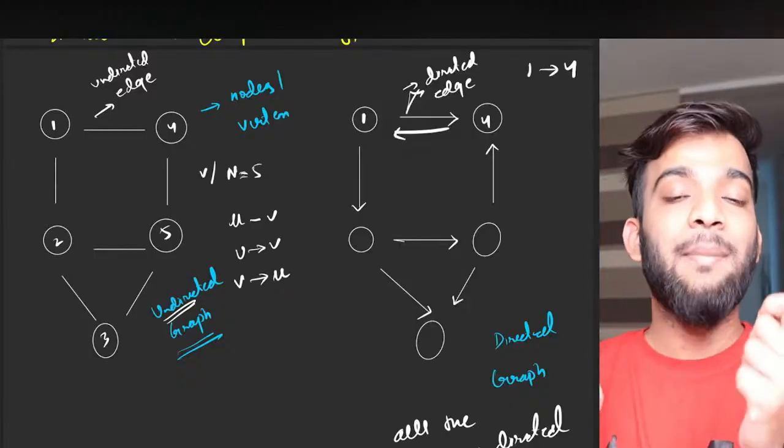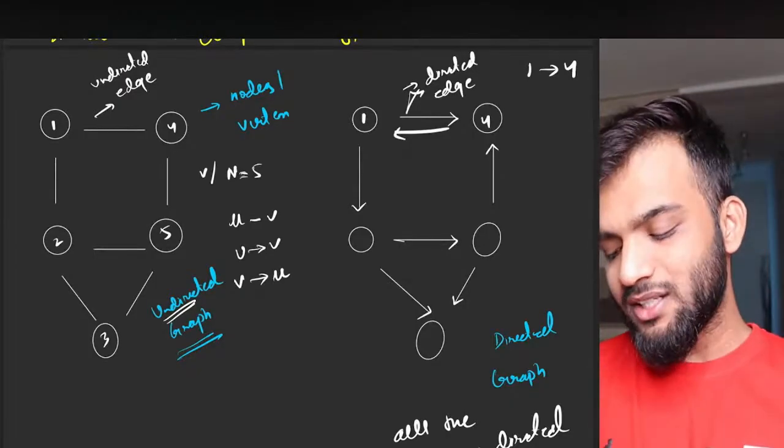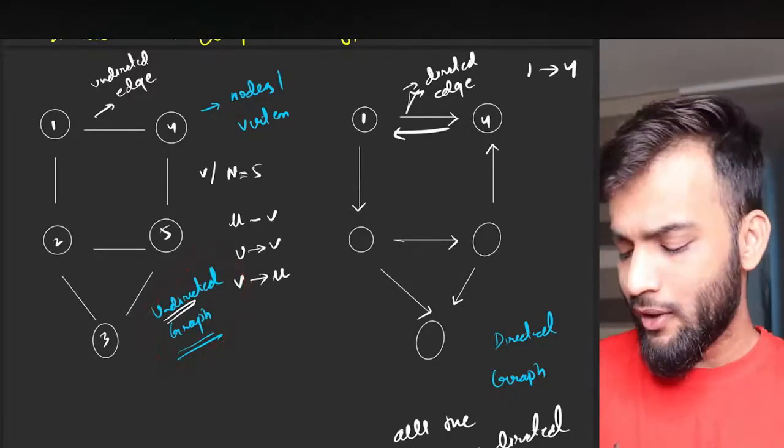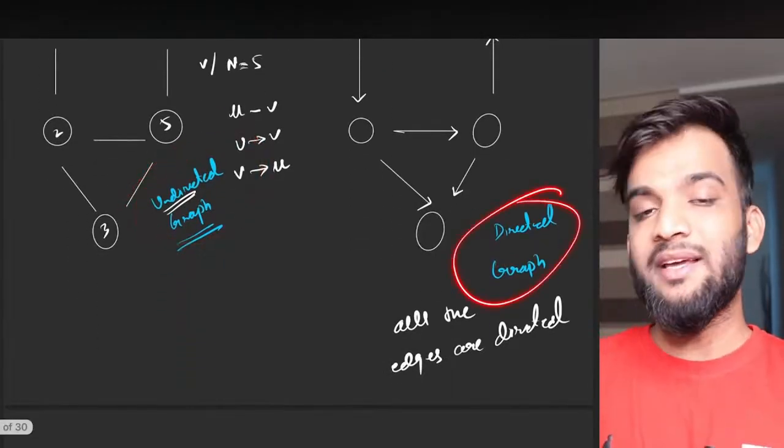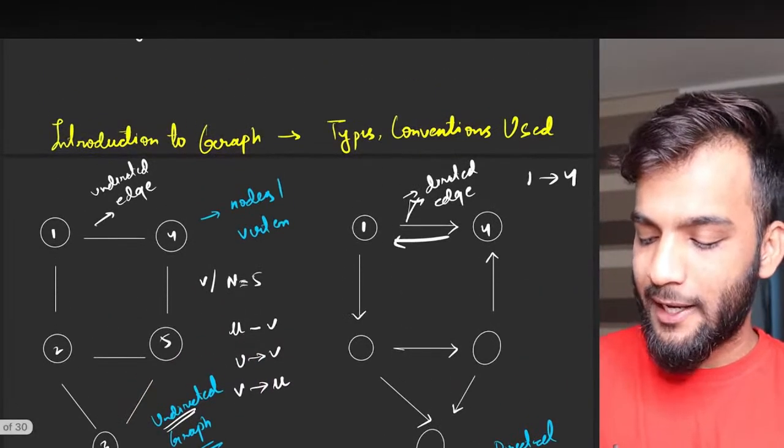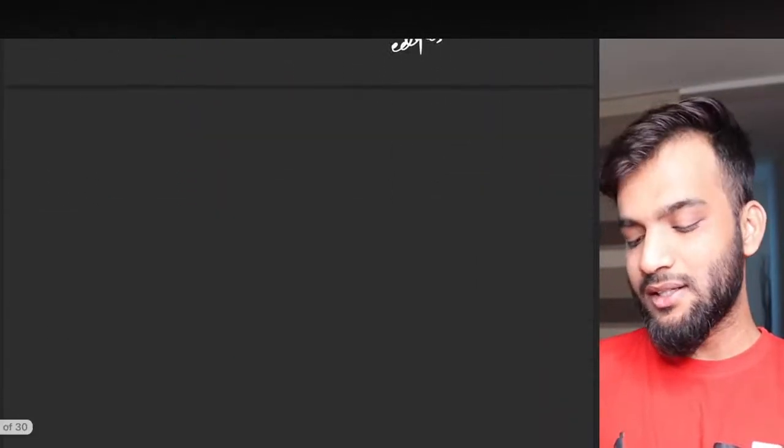So you can also have bi-directional edges as well. So those are the two kinds of graphs that we generally have. One is the undirected graph, while the other one is the directed graph. So that was about the types of graph. Now let's understand the other type of graph.